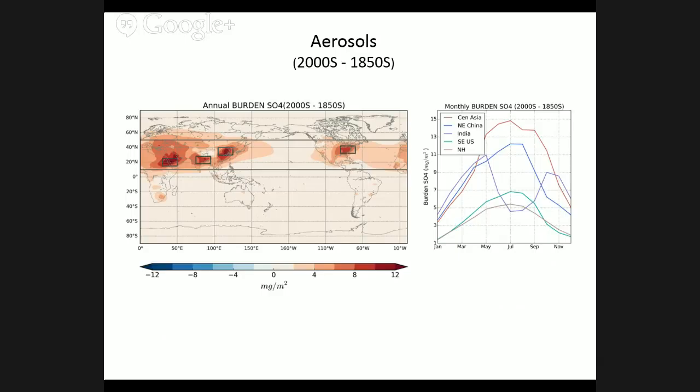These three boxes show how they change from January to December. As you can see, in most places, Central Asia, Northeast China, India, Southeast US, and the Northern Hemisphere, the whole belt that I'm denoting as NH, the burden peaks mostly in the summertime. So that's how the aerosol burden looks.